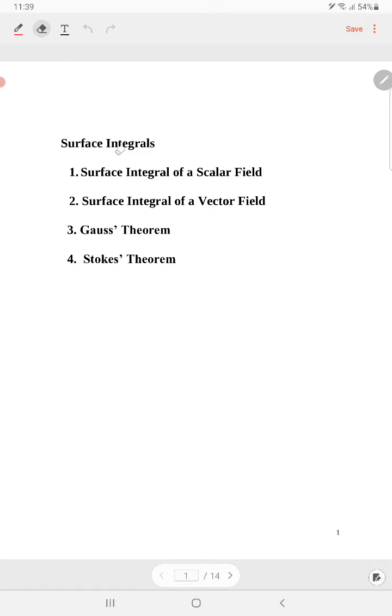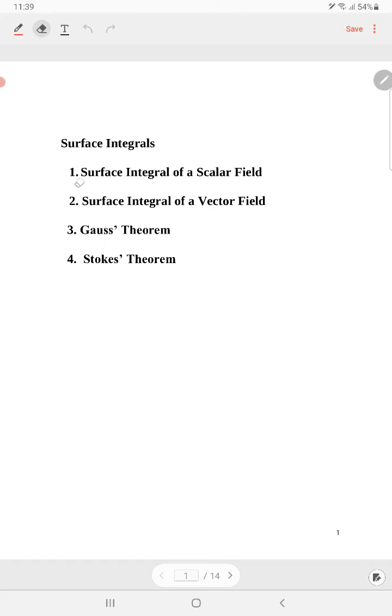Today's topic is on surface integral. So this is a new chapter. In this chapter we have four sections. The first section is on surface integral of a scalar field. The second is surface integral of a vector field. The third is on Gauss theorem, and the fourth section is on Stokes theorem.